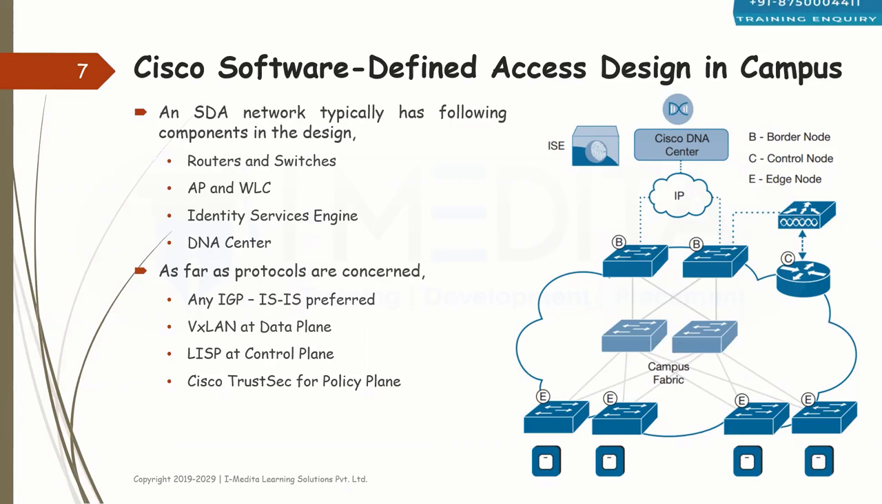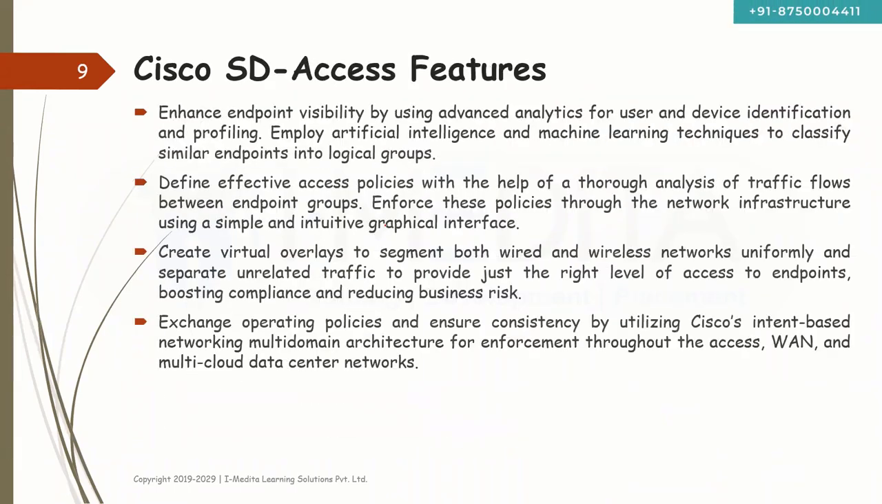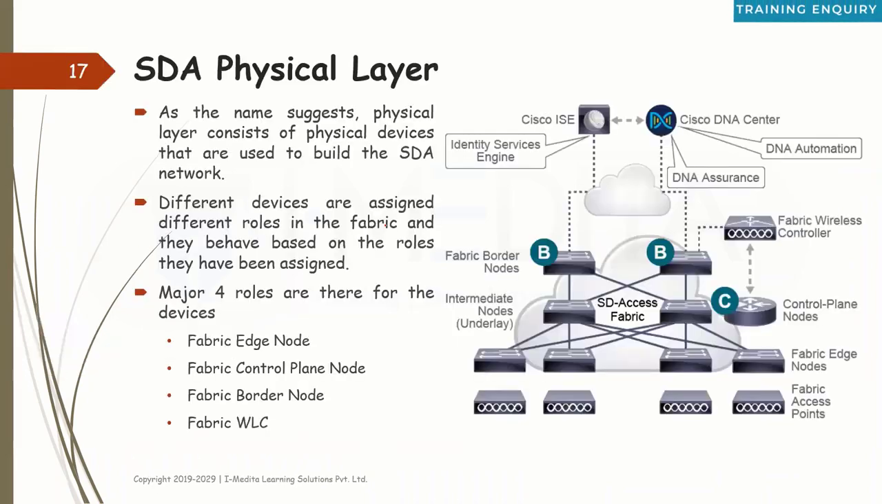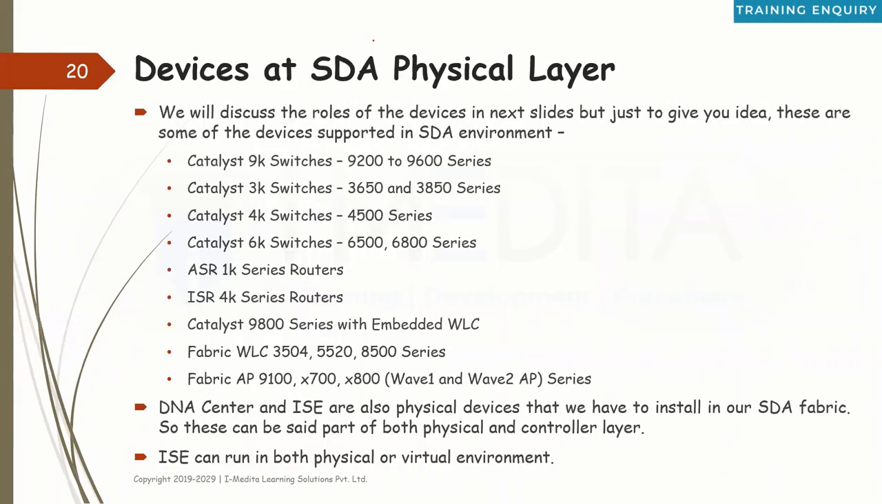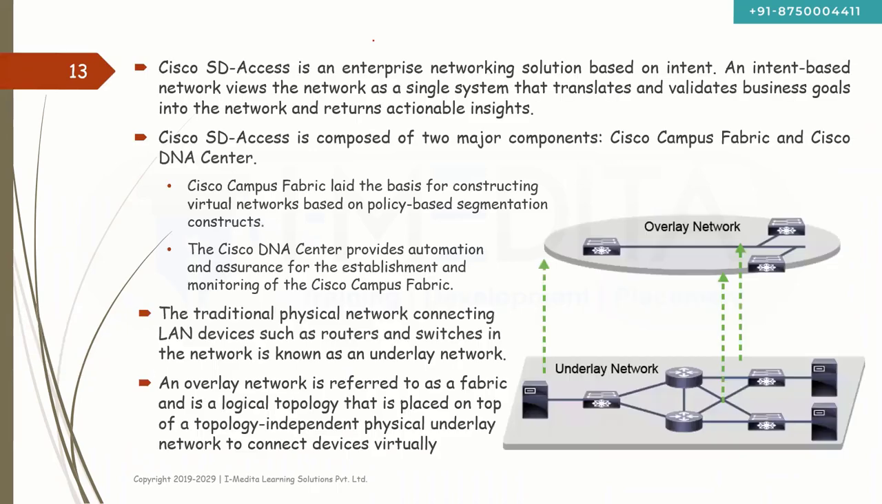Okay. What devices are you supposed to use here, or are you covering that later? We will cover that later on, but just to give you the idea, we have different switches, for example, the Catalyst 9K, 3K, 4K, 6K. These are the switches that are supported in the SDA infrastructure. They have already created a website where we can check if your device is compatible with the SDA solution. We'll be covering that. Okay. Thank you. Right.